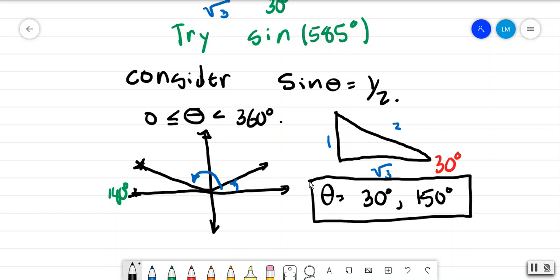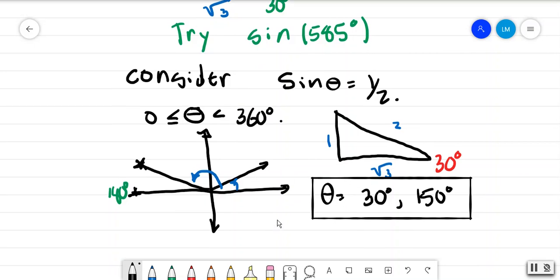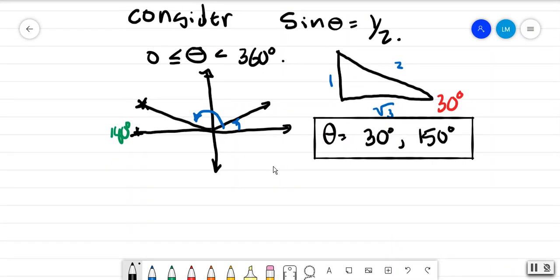Now, if we didn't really specify a number of rotations, in this case 1, we would have actually indicated a general solution, which in this case would have been 30 degrees plus 360 times n, and then 150 plus 360 times n.